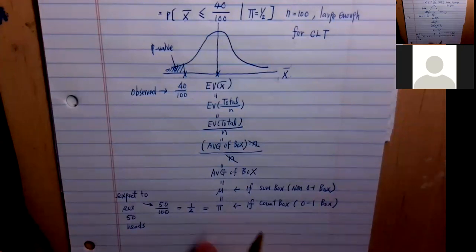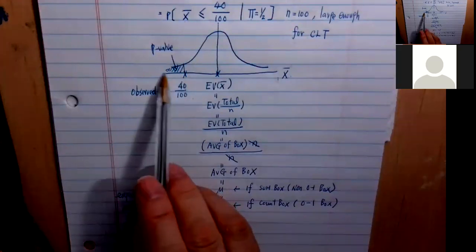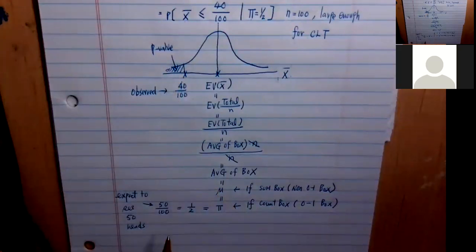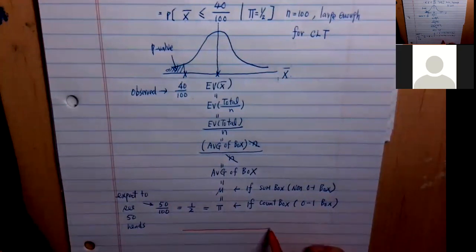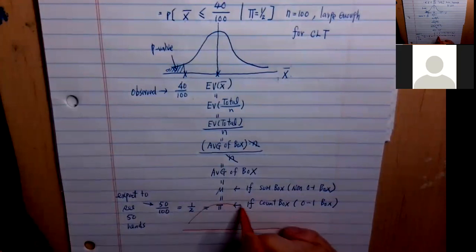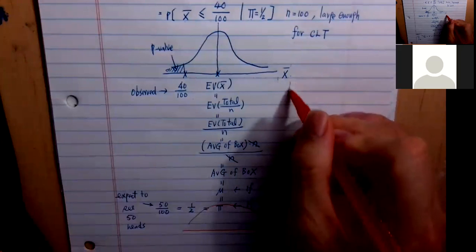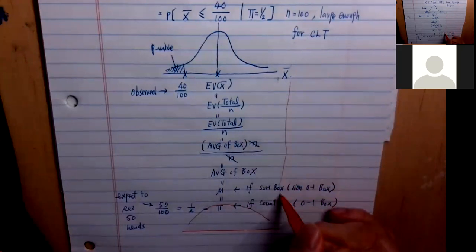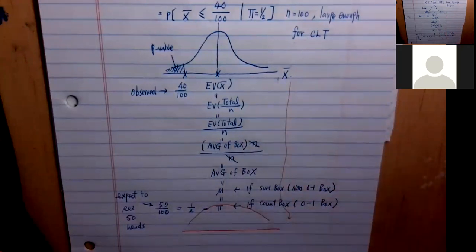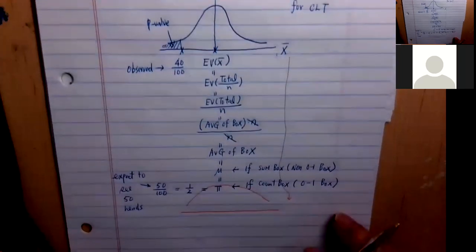Next one, we want to find the size of the shady area. That's the p-value, okay? And how can we find it? In order to use the standard normal table, just like before, we need to standardize what? The variable.